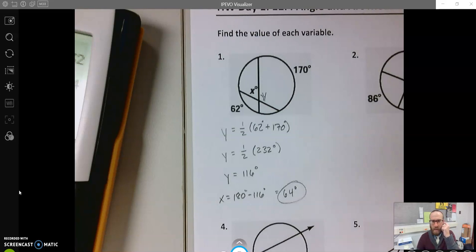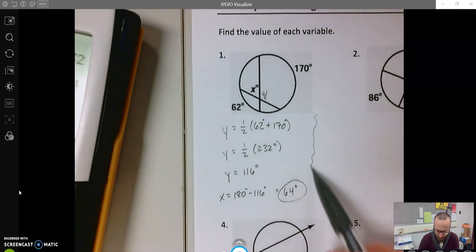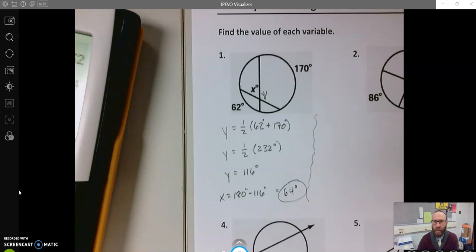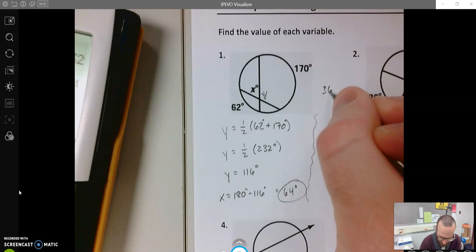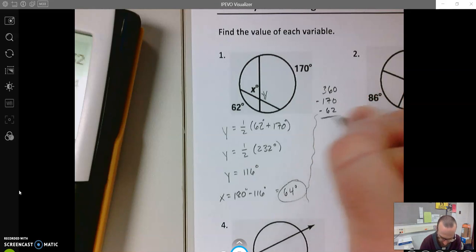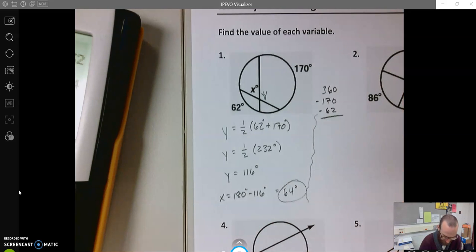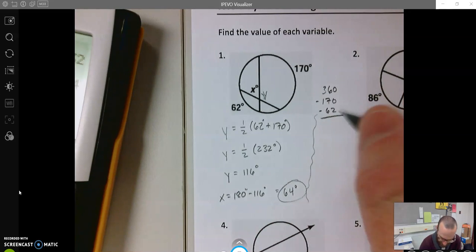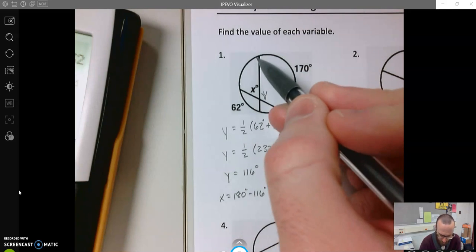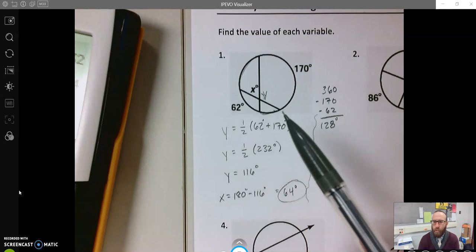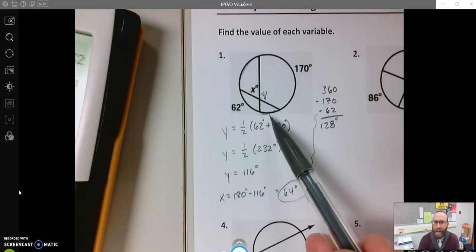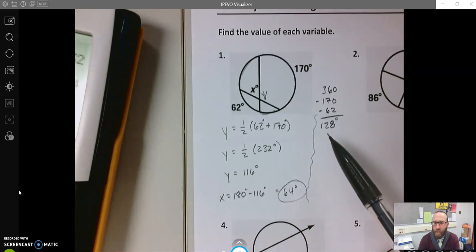Okay. Now, the other way of doing that, and I'll show you that here right now, I know that a whole circle has 360 degrees. So 360 minus 170 minus 62 is 128 degrees. That's what's left over for this arc and this arc. I don't need to know specifically what each of them are, because I know that when I add those together, it has to be the leftovers.